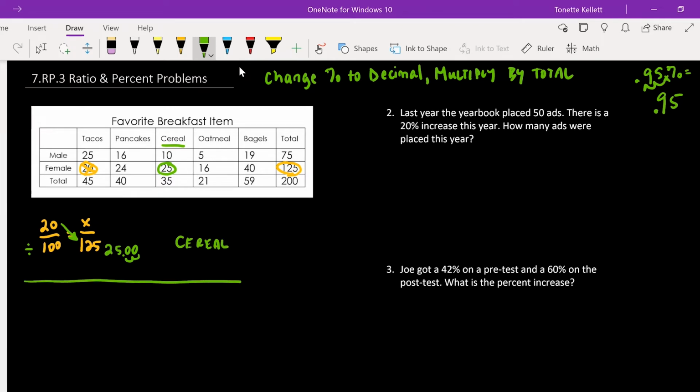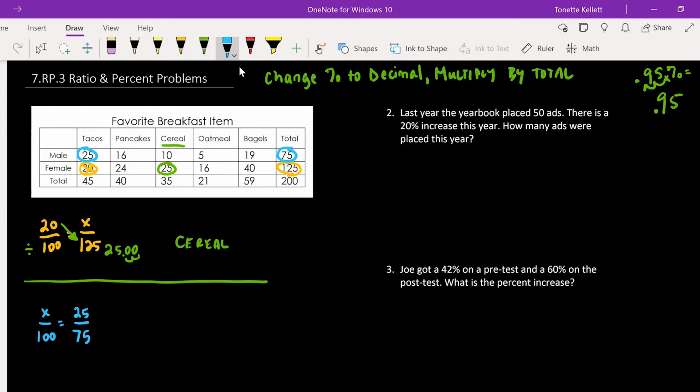Okay, I'm going to ask a second question. What percent of males eat tacos for breakfast? So here we have males eating tacos, 25, and the total number is 75. So what percent? We don't know what percent it is. So I put the X on the top for percent of males eat tacos for breakfast. So what percent is that?